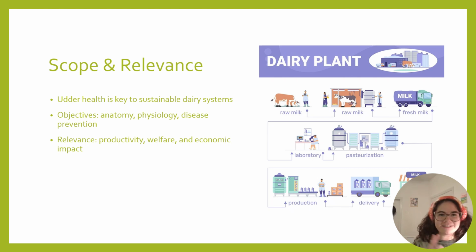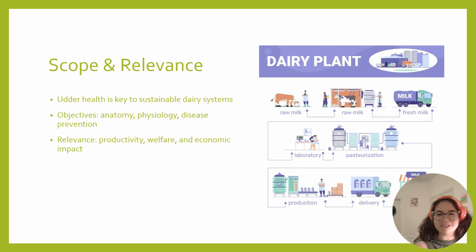The scope of this talk includes comparative anatomy, physiology, and health across domestic species, because even though I think we're most familiar with cows, dairy cows, there are other species that are used for milk production as well: sheep, goats, even buffalo. So I think it's important to highlight those.